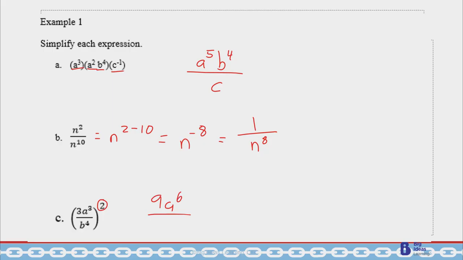And then for the denominator, I have b to the fourth and then squared. So that's going to be b to the 4 times 2, which is 8.